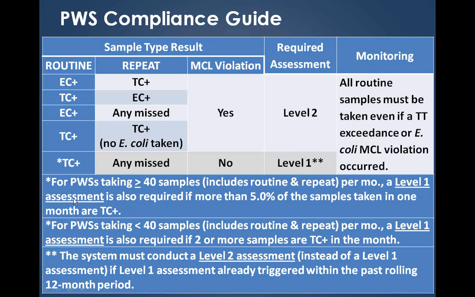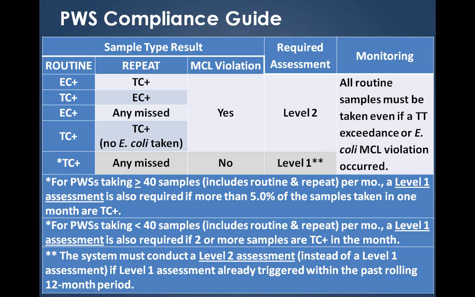And then these next 2 rows identify the other ways that you trigger a level 1 assessment. That's just having some combination of total coliform positive results during routine and repeat monitoring, pooling all those together. A level 1 assessment is required either if you exceed 5%, if you take at least 40 samples a month, or if you exceed 2 positive total coliform samples if you take less than 40 samples a month. That triggers a level 1, and then this last note reminds us that you have to conduct a level 2 if one level 1 assessment's already been triggered in the last 12 months. As a reminder, the exception is if the state has deemed that the contamination from the initial level 1 assessment has been corrected by the corrective action.